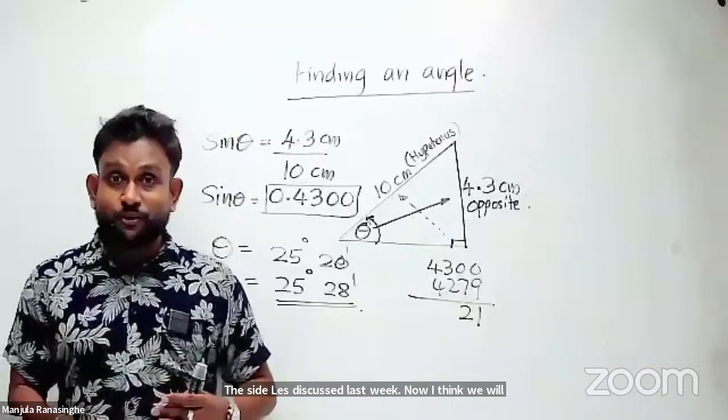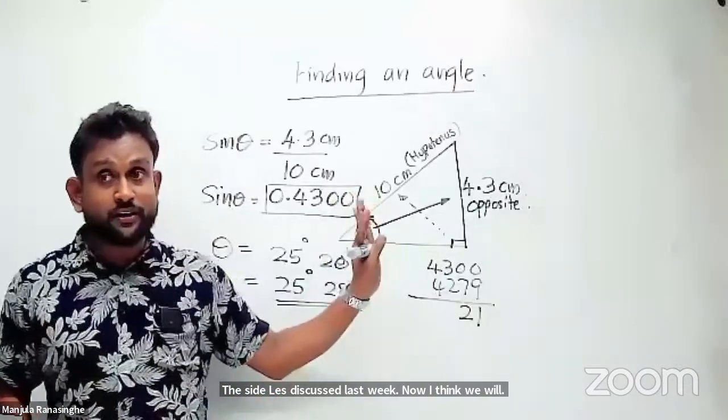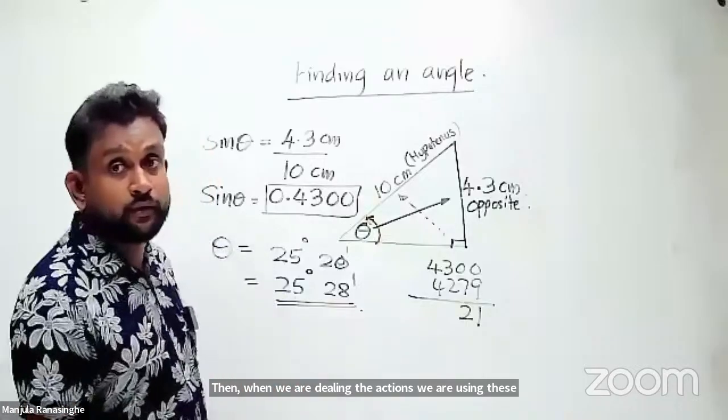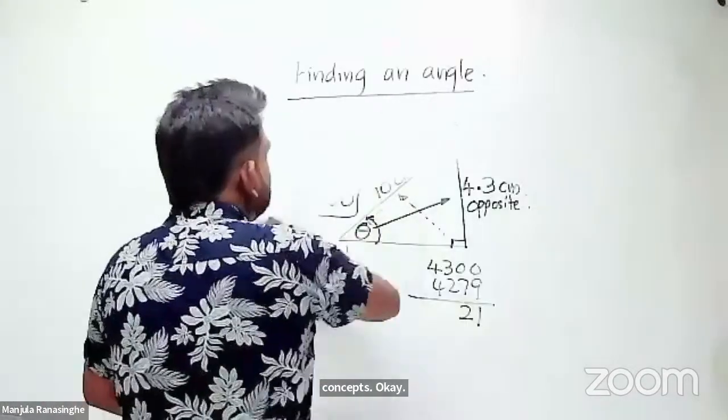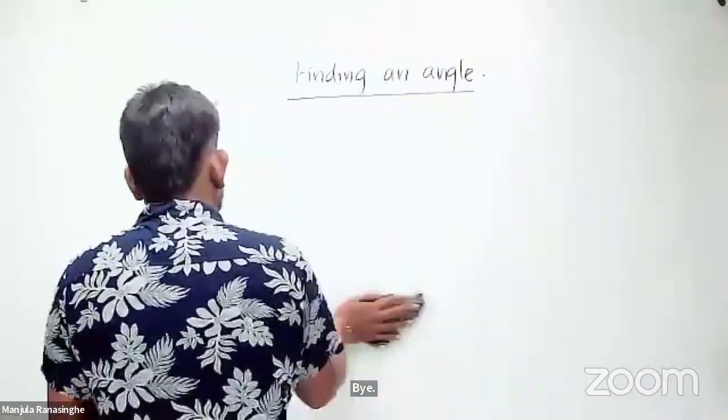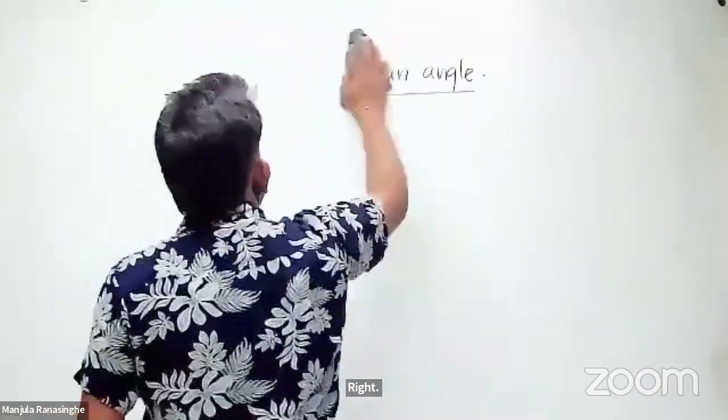Now I think we will move to the equations together. When we are dealing with the equations, we are using these concepts. Okay, my students, right now this is the conclusion: where we use the trigonometric concepts. We are using trigonometry in two different planes, the horizontal plane and the vertical plane.